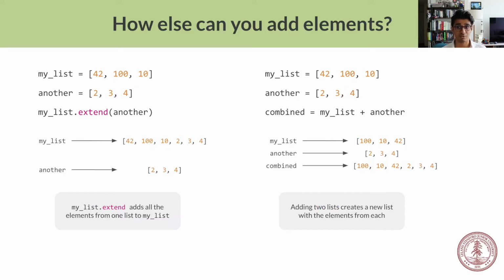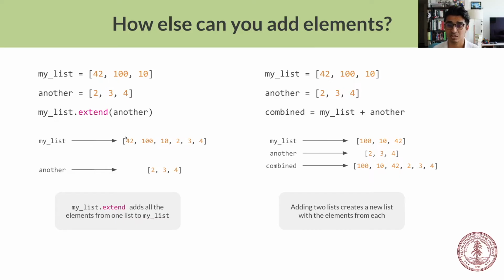Let's talk about the converse, how we can add elements to lists. So in this particular case, notice that both of these programs begin with two lists, my list and another, which in both cases are equal to 42, 110, and 2, 3, 4. The first function I'm going to tell you about is one called extend, which essentially takes all of the elements in one list, in this case another, and inserts them in my list.